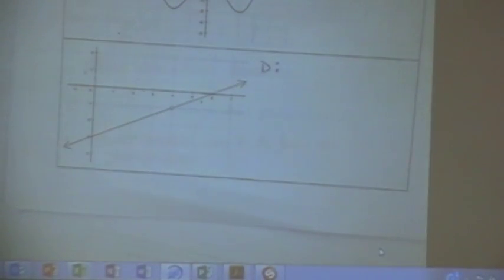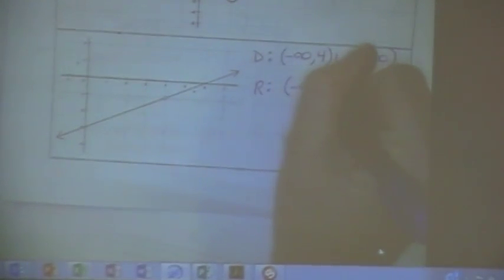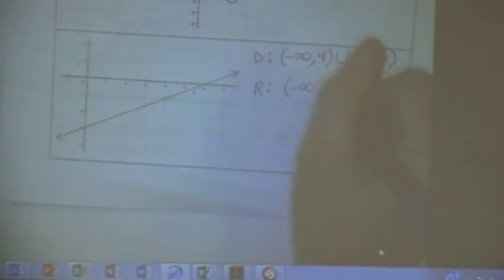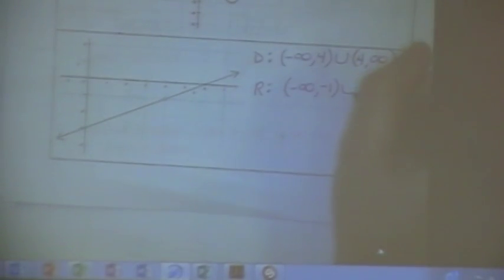So my domain, how far left does it go? -infinity to 4, parentheses, because it's an open dot, in union with, because right after 4 it starts over again, 4 to infinity. The range also goes from -infinity up to -1. It's an open dot, so it's a parentheses, in union with -1 to infinity.